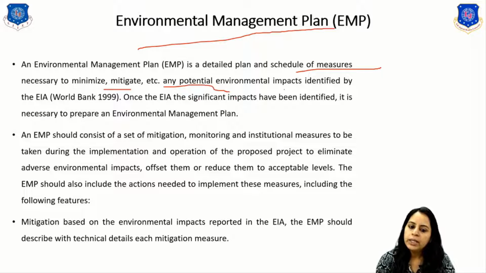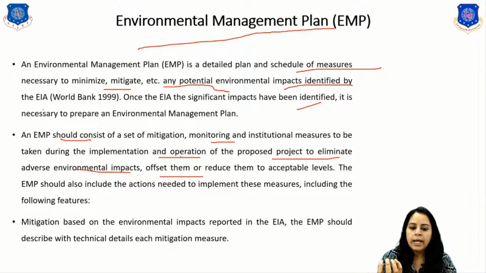any potential environmental impact identified by the EIA. Once significant impacts have been identified in the EIA, it is necessary to prepare the environmental management plan. In general, the EIA, EIS and EMP are interconnected. The EMP should consist of a set of mitigation, monitoring and institutional measures to be taken during the implementation and operation of the proposed project to eliminate adverse environmental impacts or reduce them to acceptable levels.